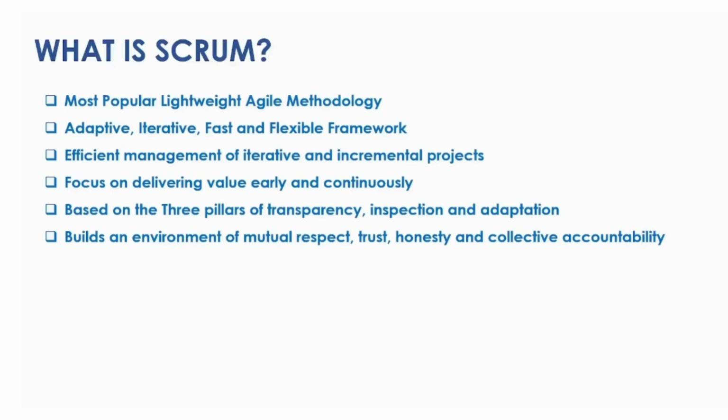The three pillars are transparency, inspection, and adaptation. They build an environment of mutual respect, trust, honesty, and collective accountability. This is what we discuss: mutual respect, trust, honesty, and collective accountability. And that's what the Scrum team or the Agile team is all about.